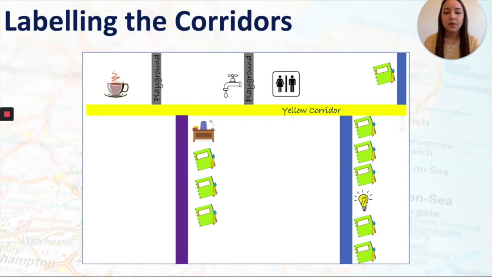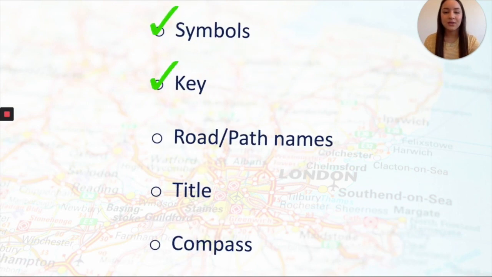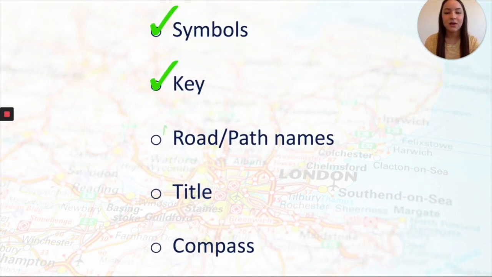So the last few corridors are the purple corridor and the 2 ends of the blue corridor. Well done, you've now labelled all of your corridors. So back to our checklist, we can also check off the road and path names point. Well done. So the last 2 things on our checklist are a title and a compass.